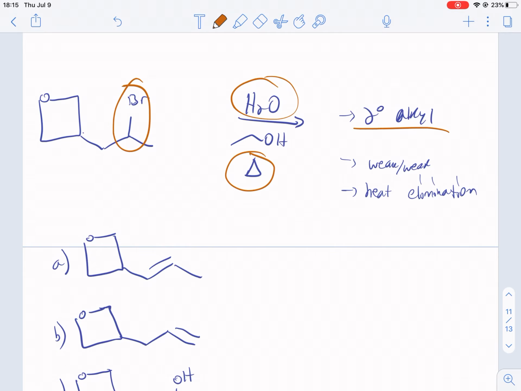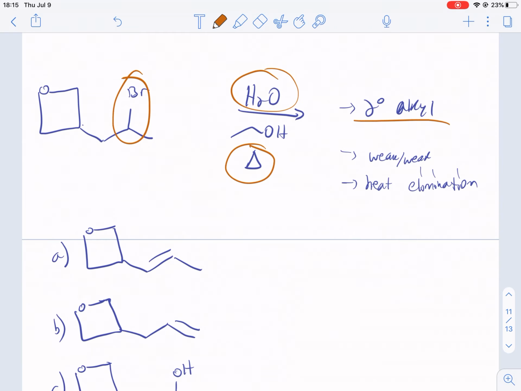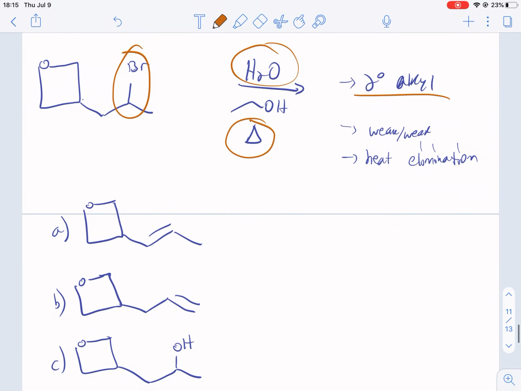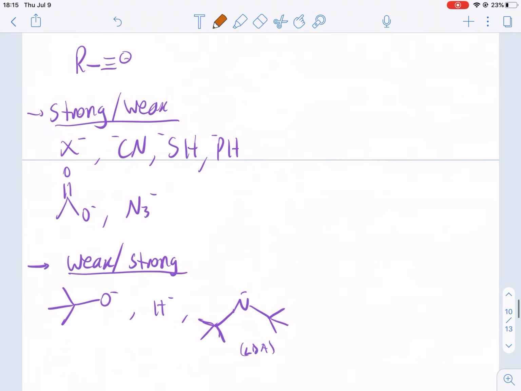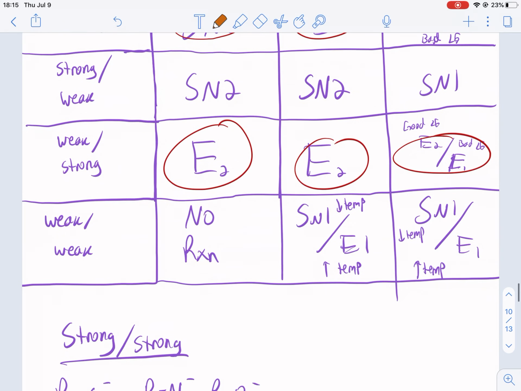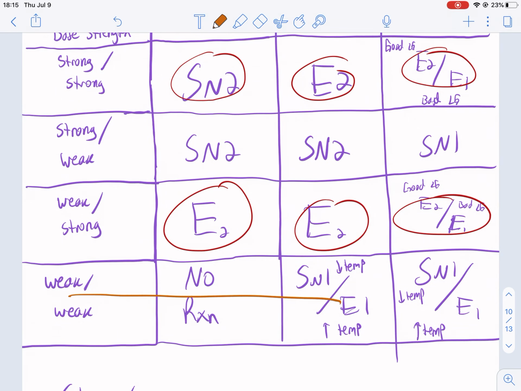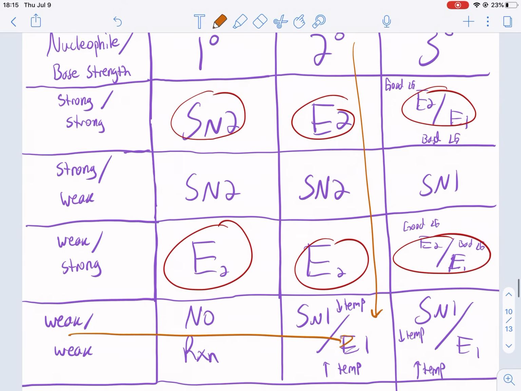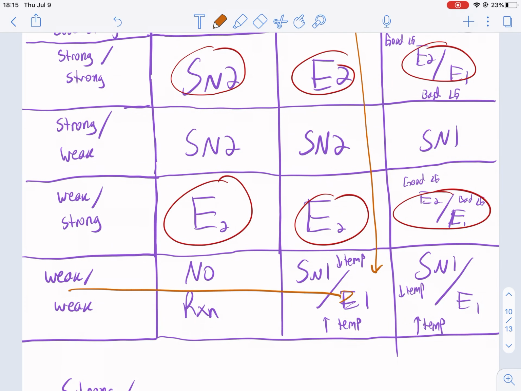So let's go to the chart and see if that logic was correct. I hope I was right. Okay, so secondary alkyl halide, weak nucleophile, weak base with heat. It's up here. And that is an SN1 or E1. Again, there's heat, the temperature's high, so it's going to be E1, right?